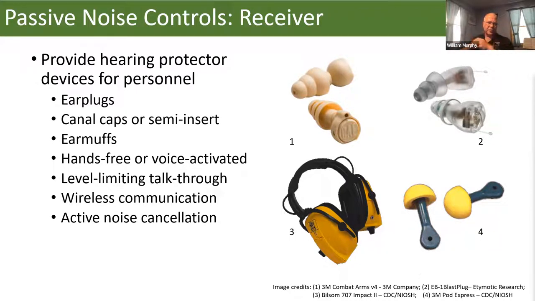There are different types of passive earplugs, such as the combat arms ones that you see up there at the top, that use a filter that relies on the physics of how air or fluid flows through a small orifice. And as the pressure across that orifice becomes much larger, it changes the attenuation or the impedance of that orifice, and it ends up producing a much greater amount of attenuation. Next slide.